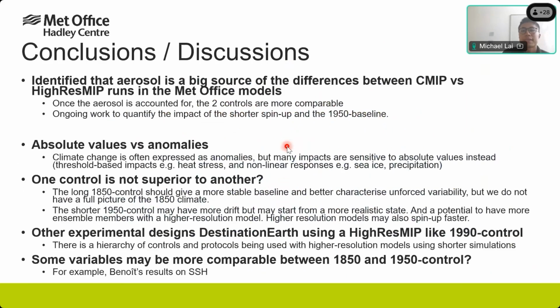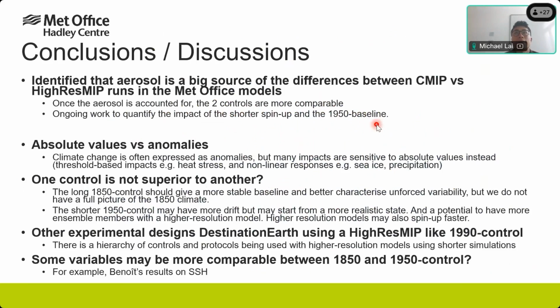Just to conclude, this is still a bit of a work in progress. We've identified that aerosol is a big source of difference between the CMIP runs and the HighResMIP runs in the Met Office model. Once you account for that, the two controls are much more comparable, and there's ongoing work to quantify the impacts of the shorter spin-up and the 1950 baseline. I guess that's my conclusion at the moment.